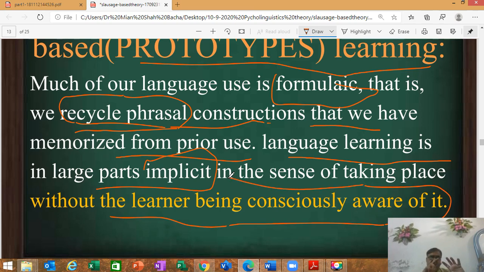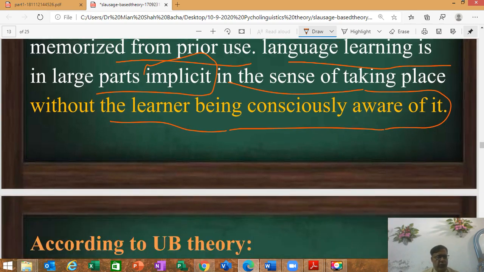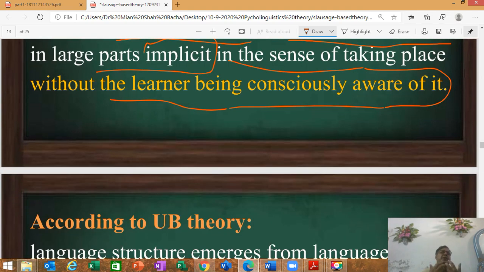The language, though we see and hear it in physical form, is also linked to the unconscious part of our brain, which we do not have the ability to see. So we can say that language is basically implicit in nature. Therefore, the learners do not know what is exactly happening. They are not aware of the process, not conscious of it, but just a phenomenon is happening.